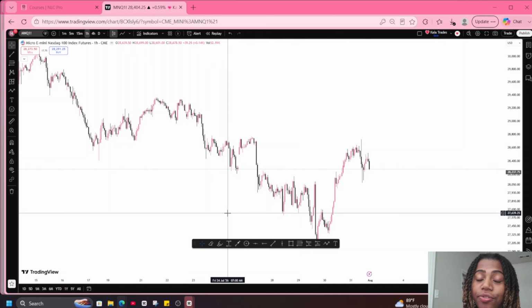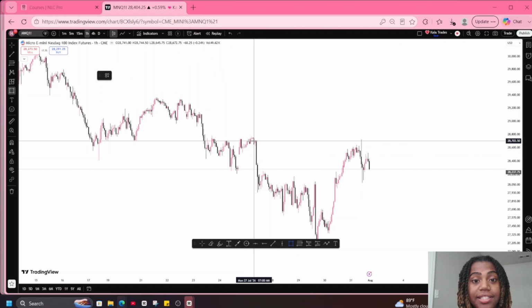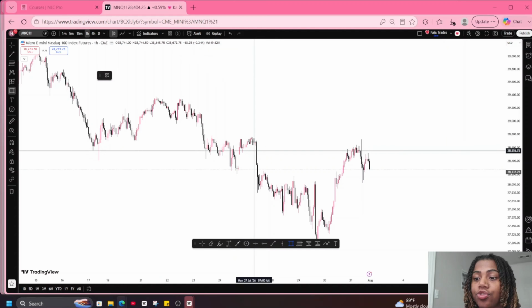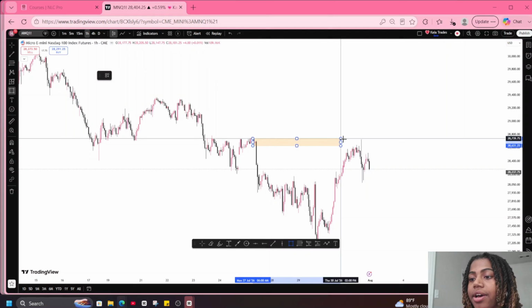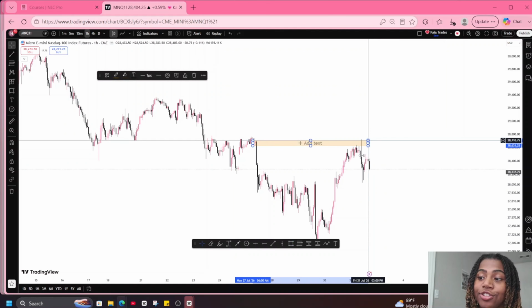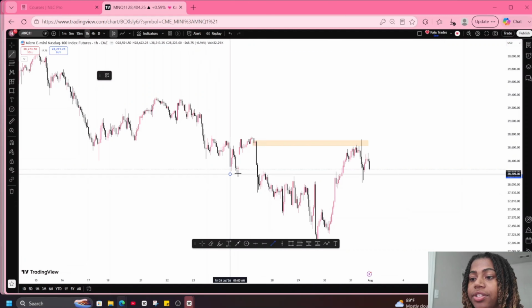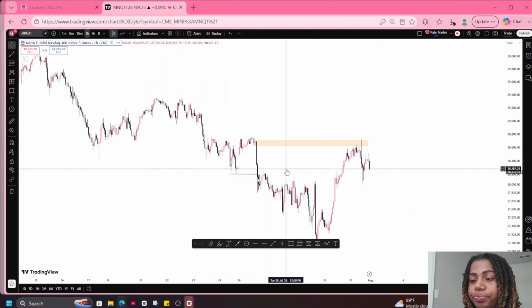Next up, another personal favorite that I will always use every single day, and that is my square tool. We can see from previous videos, there is a strong supply zone here. So I will mark out that zone. Price came, interacted with this zone, and it's just been moving down ever since. We can use our trend line tool to mark out that break of structure.